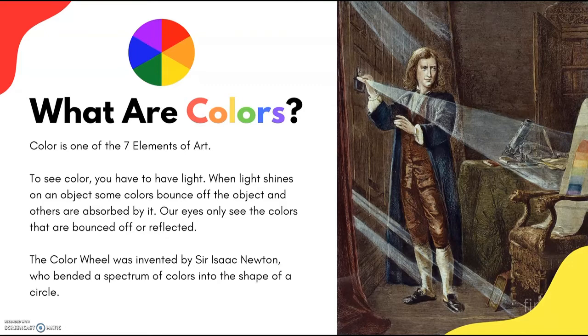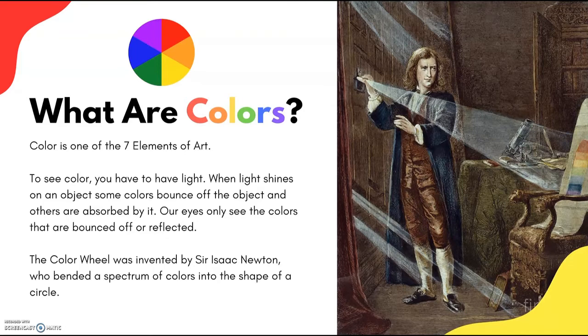And in order to see color, you have to have light. And when light shines on an object, some colors are bounced off from the object, while others are absorbed by it. Our eyes can only see the colors that are bounced off or reflected. For example, if you take a red apple, the color that we see, red, is the color that is reflected or bounced off, while the red apple absorbed all the other colors. So it absorbed violet, blue, green, yellow, and orange, but it did not absorb red. Instead, it reflected it, and that's why we see it as the color red.